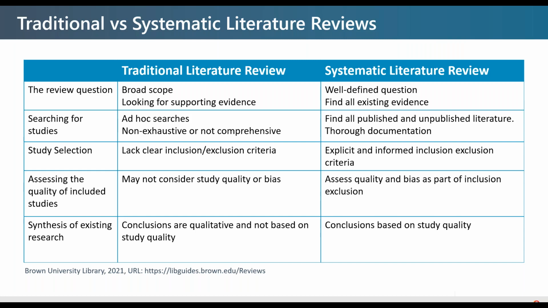And as I said, this is from Brown Library. I have the reference on the bottom. But that's going to be your well-defined question. You can use that PICO, and then that's going to help you find all the published and unpublished literature, which isn't always easy to find, but some of the databases do include stuff that hasn't been published, and will have conference abstracts and so forth in it. You'll make sure you have all your inclusion and exclusion criteria, and you'll have your conclusions based on the study quality.